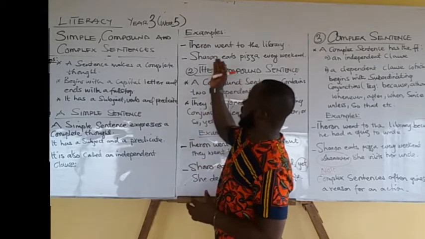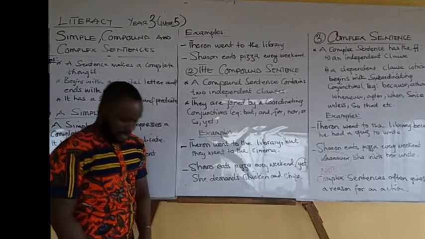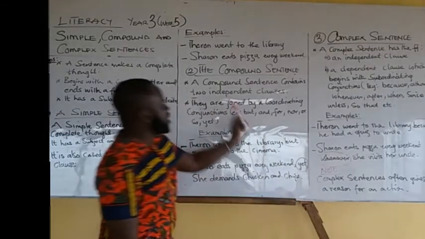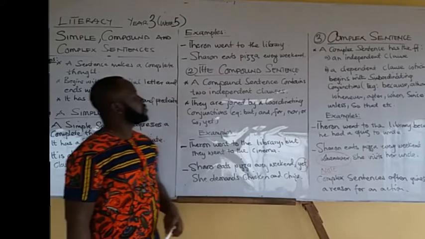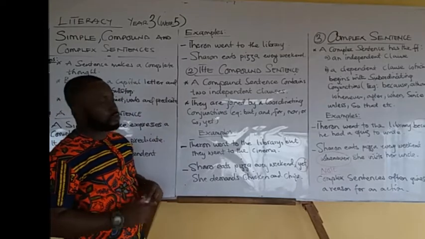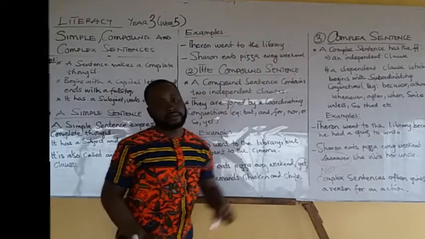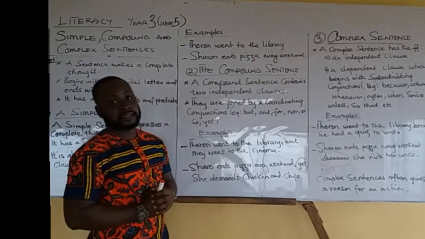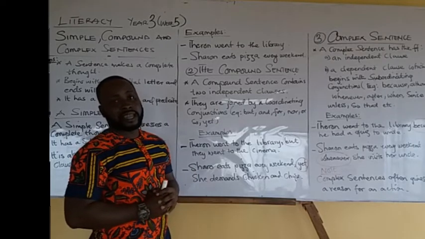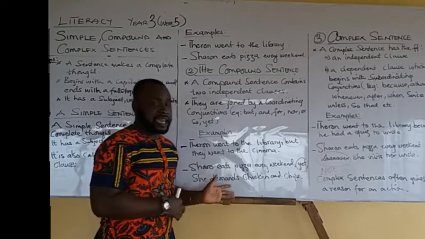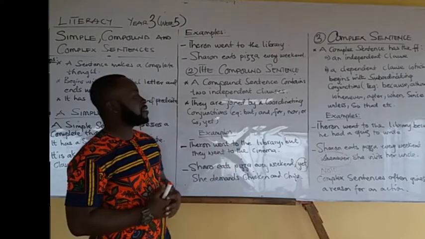Now let's see some examples of the simple sentence. Example 1. Ferron went to the library. Example 2. Sharon eats pizza every weekend. Simple as that. So any sentence that you make that begins with a capital letter and ends with a full stop is simply a simple sentence.